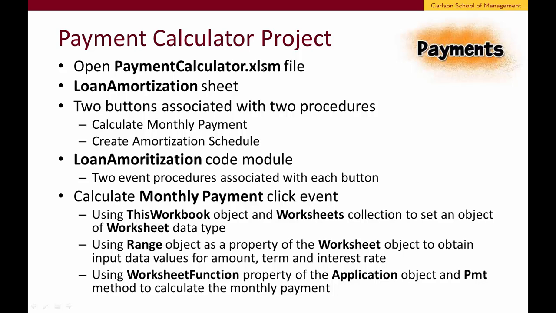Make sure that you enable running of macros, since that is the entire purpose of each of the examples we're going to be using for the rest of the class. We will start with the loan amortization sheet in the code module by the same name. The sheet has two buttons associated with two click events that need to be programmed to calculate the monthly payment and create the amortization schedule, respectively.